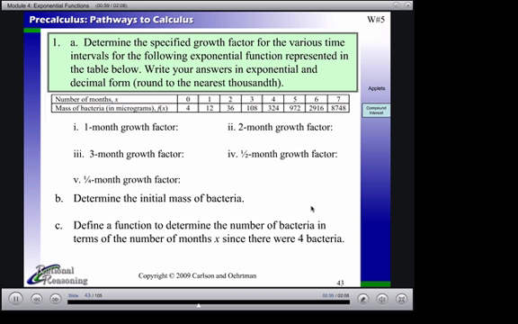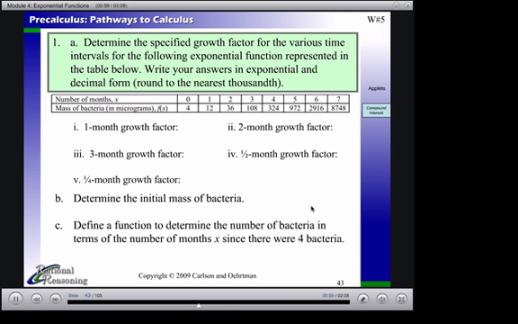Okay, page 149. So this is showing the bacteria population for a number of months. Okay, so the 1 month growth factor, this is an easy one, you can just see it, right? So in order to see the growth factor, should we look at input or output or one of each? If we're trying to figure out what the growth factor is, what should we look at?